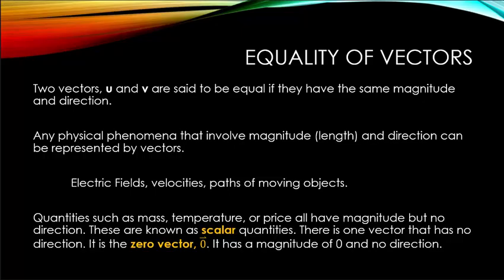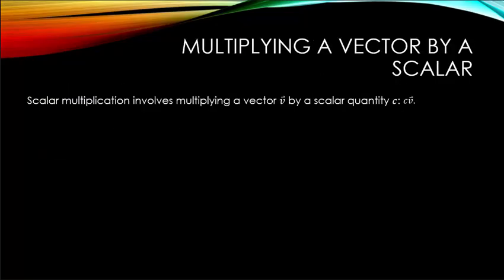There is one vector that has no direction, and we call it the zero vector. We designate it by 0 in bold-faced or 0 with an arrow over the top. It has a magnitude of 0 and no direction. We define this because it makes it convenient for constructing a complete set of rules for vector operations. I can do a lot of things with vectors once I have them defined.